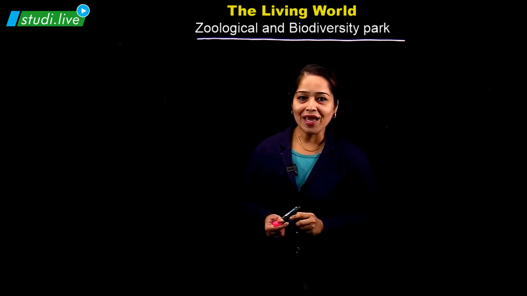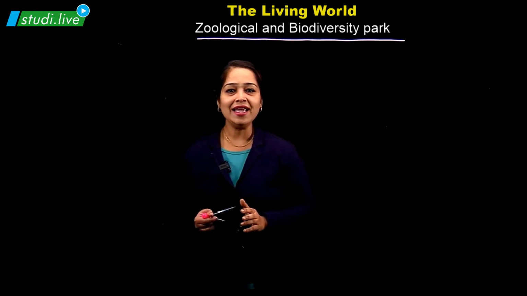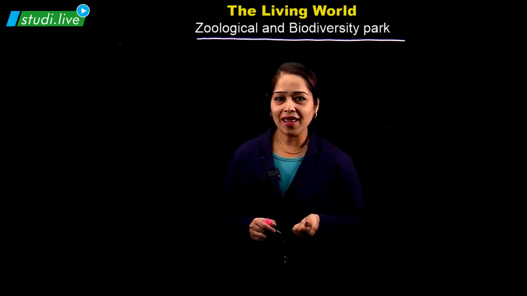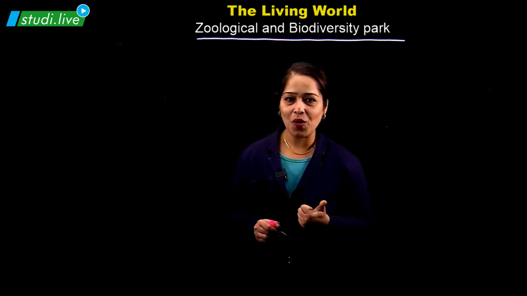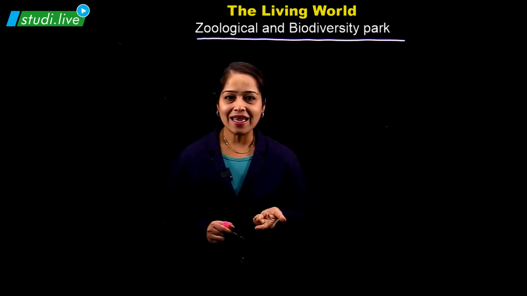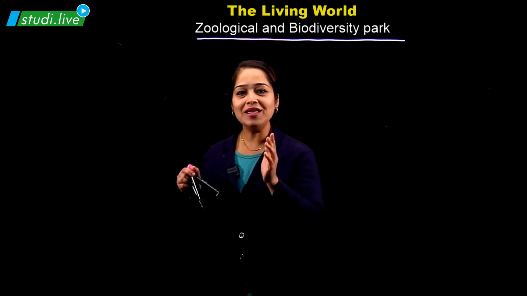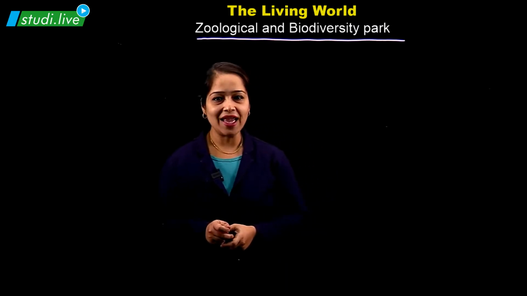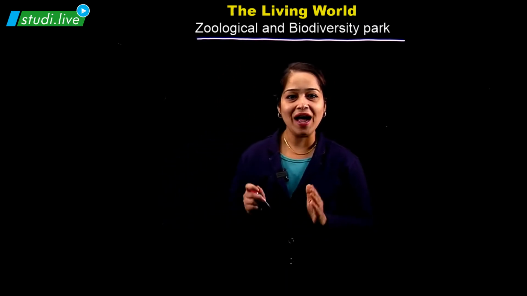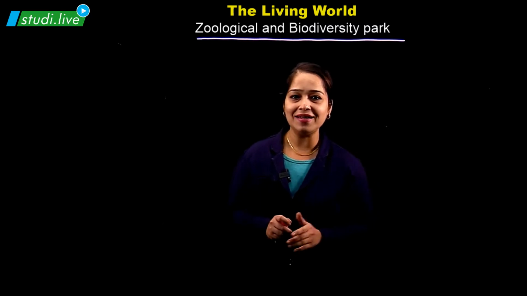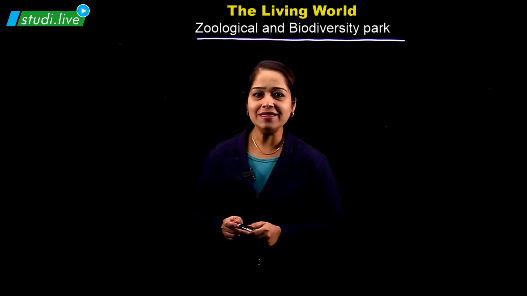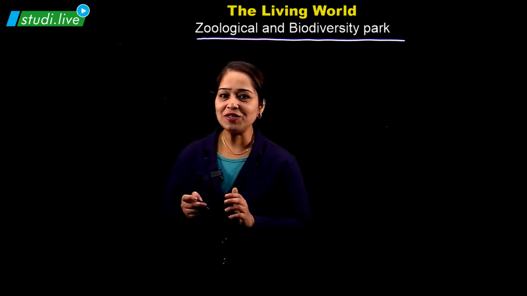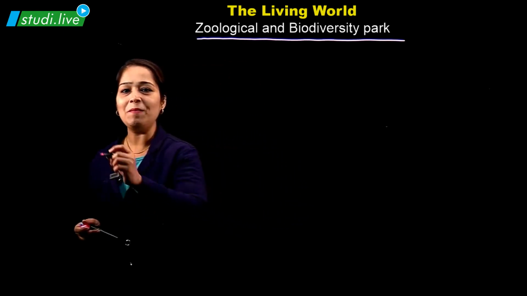When we are studying the diversity in living organisms, we had taxonomical aids. In that, the first one we studied was herbarium. The second one was museum. So, this is going to be our third and fourth taxonomical aid for study of diversity in living organisms. So this is the method to study the diversity. Let us move with the first topic, which is zoological park.